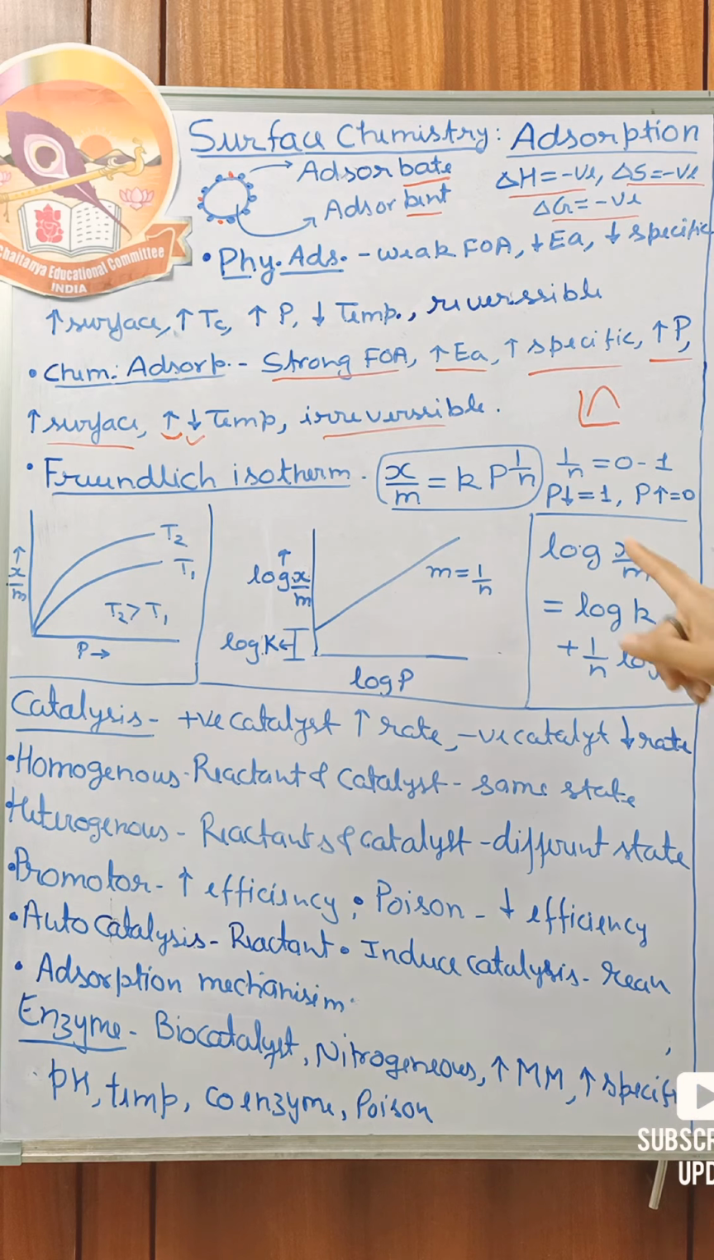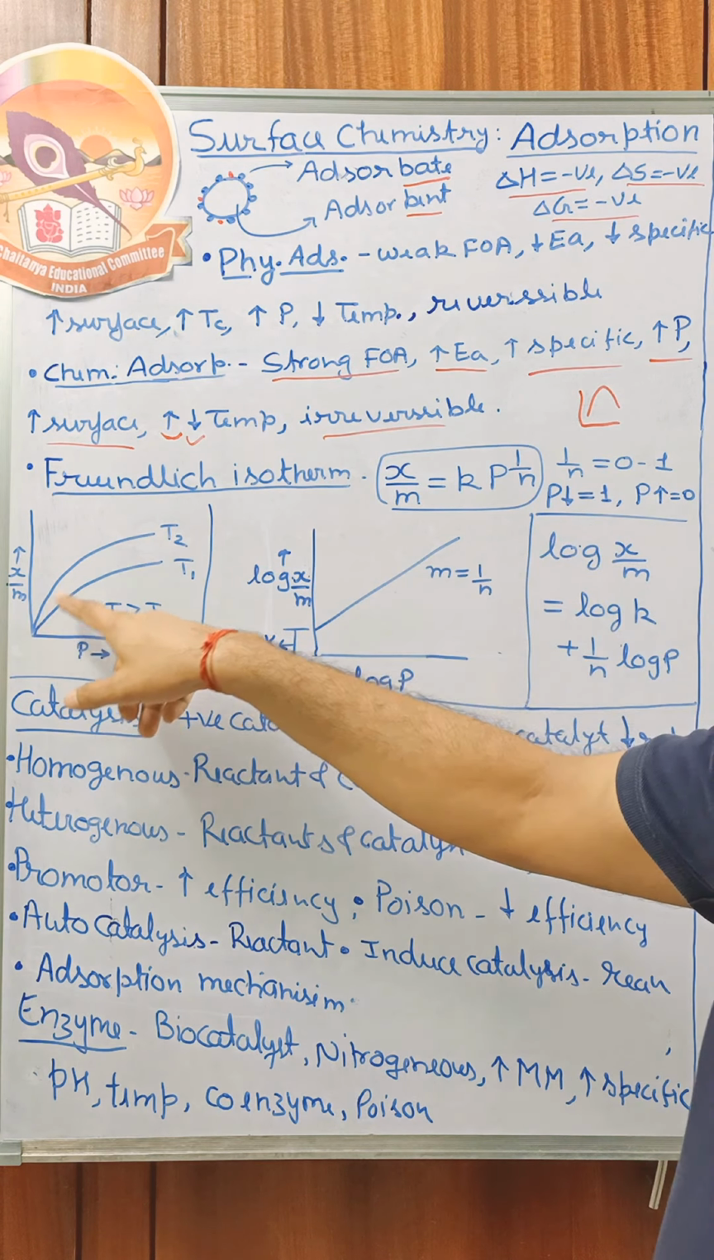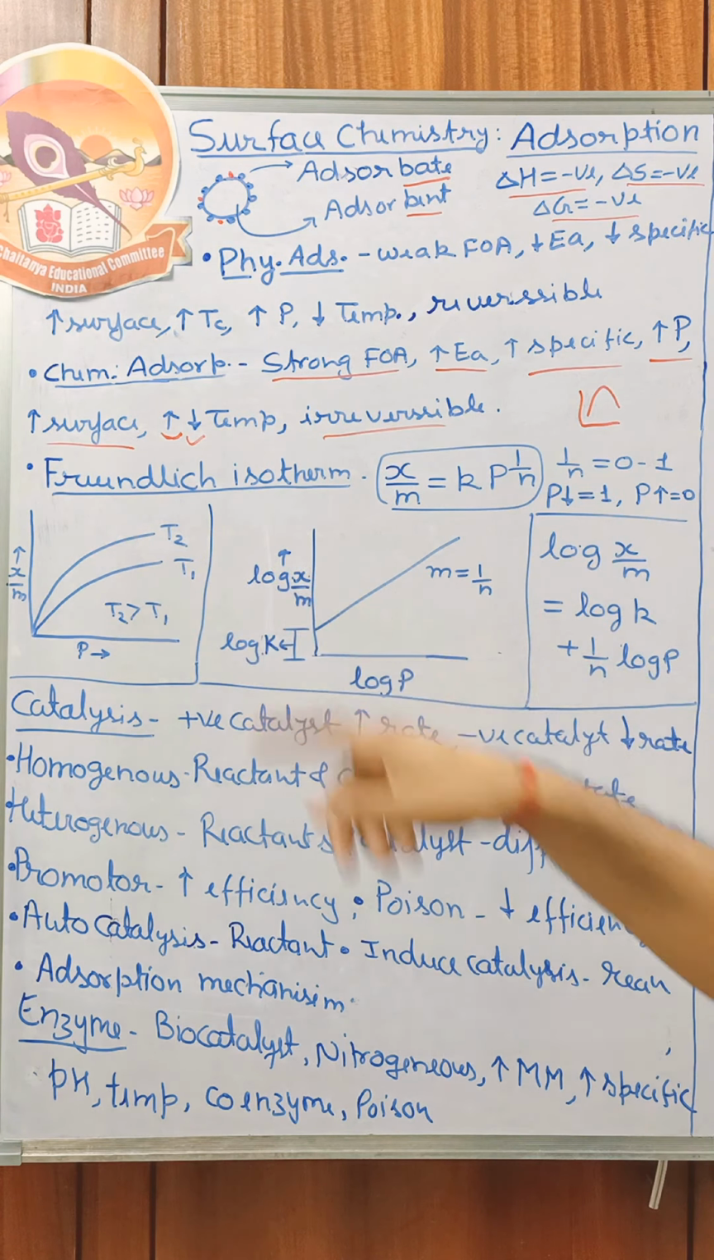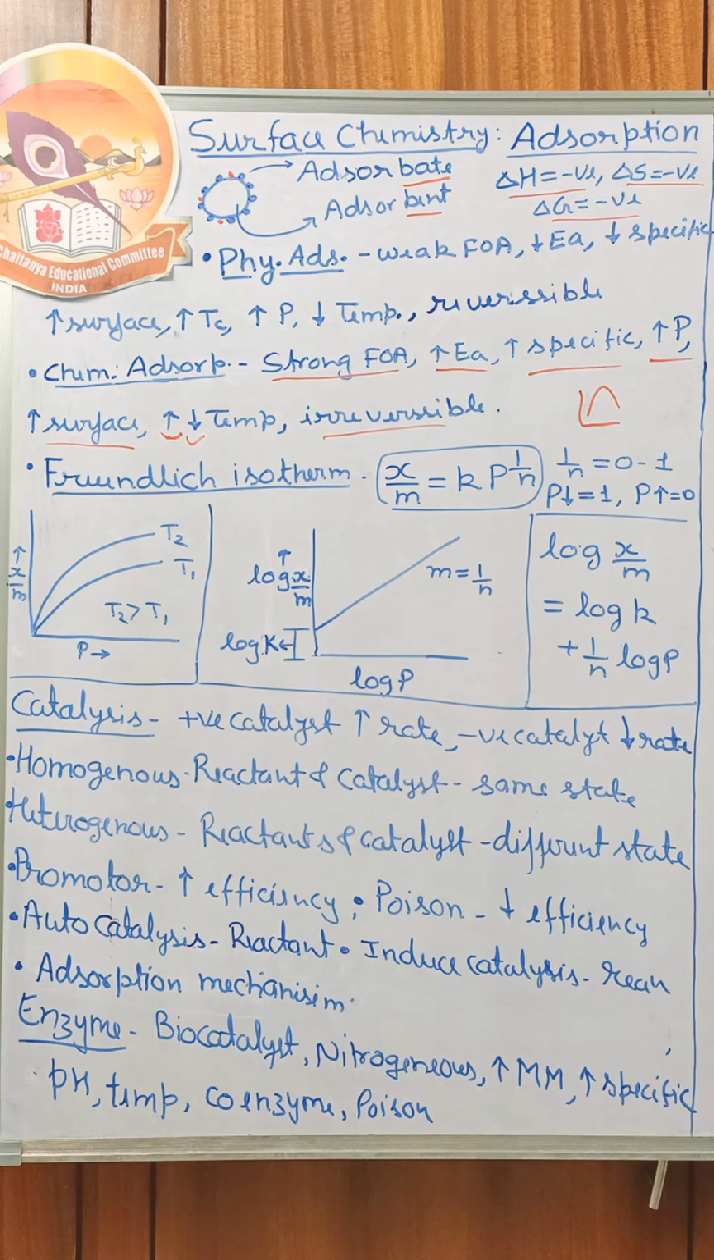The value of n is between 0 and 1, meaning the order of adsorption can be 0 to 1. Generally it is fractional, near 0.5. At low pressure the adsorption occurs very fast, so it is first order. At high pressure adsorption becomes independent of pressure, that is the zero order relation. So we need to remember: at high pressure the kinetics of adsorption is zero order, at low pressure it is first order.